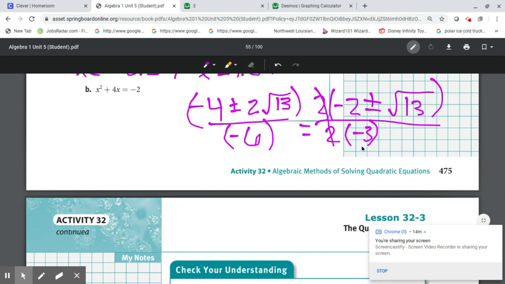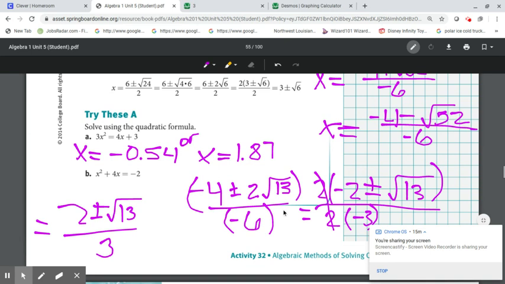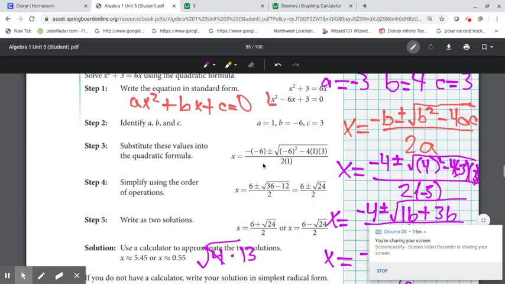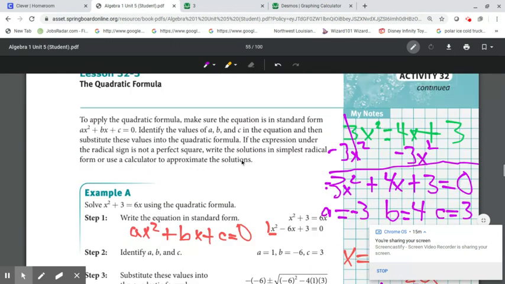Since both of these are negative, we can actually change that to a positive. So we can go ahead and simplify that to 2 plus or minus the square root of 13 divided by 3. All right, and that is in simplest form. Again, you do not have to do that part. If you can get me my 2 decimal answers, I am perfectly fine with that. Okay. Any questions? All right. That is all you have to do to use the quadratic formula. I will see you on the next lesson.